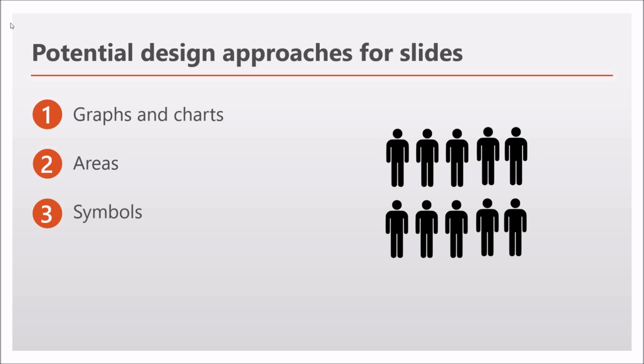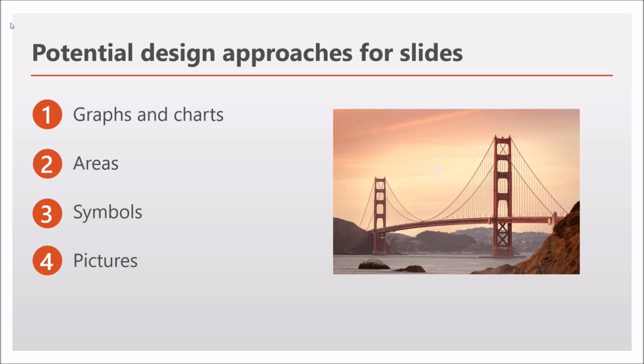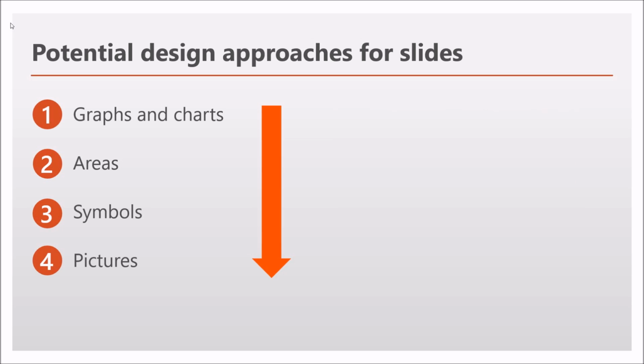Next approach is to use symbols like men, cars, power stations. And the final, probably the most creative or informal approach would be with pictures. Like you take the Golden Gate Bridge and say, well, that's about how many inhabitants are in San Francisco. This list is ordered, and the further down the line, the less formal is the approach. And one could say it gets more creative with each step. So be sure to be aware of this fact.